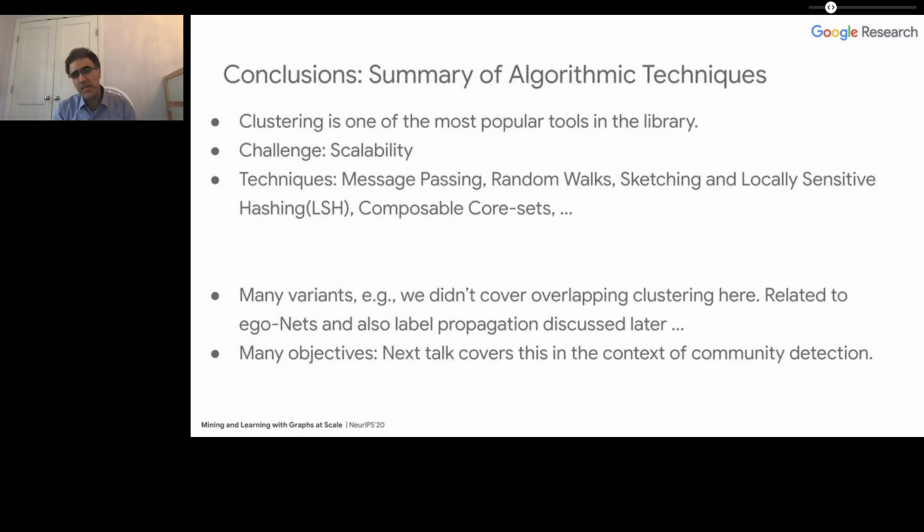Let me conclude by saying that clustering is one of the most popular tools in the library. The main challenge in solving the problem is scalability, and we use different types of algorithmic techniques. I talked about message passing, locality-sensitive hashing, and the composable coreset technique, but not about random walk. We covered random walk in the previous talk. We didn't talk about overlapping clustering, which is covered in other talks, for example in ego-net clustering. The next talk will also cover some other objectives for clustering, in the context of community detection.